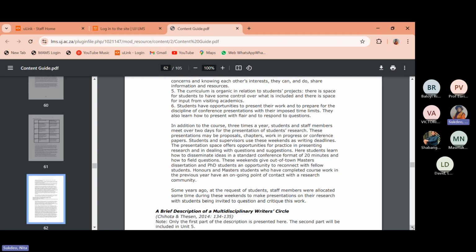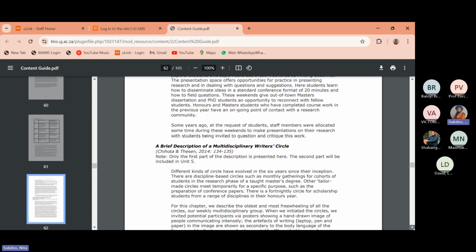The sixth one, students have the opportunity to present their own work, to prepare for the discipline of conference presentations with their imposed time limits. This is now taking your work, converting it into a publication so that you can present at either conferences or publish in journals and so on, right?